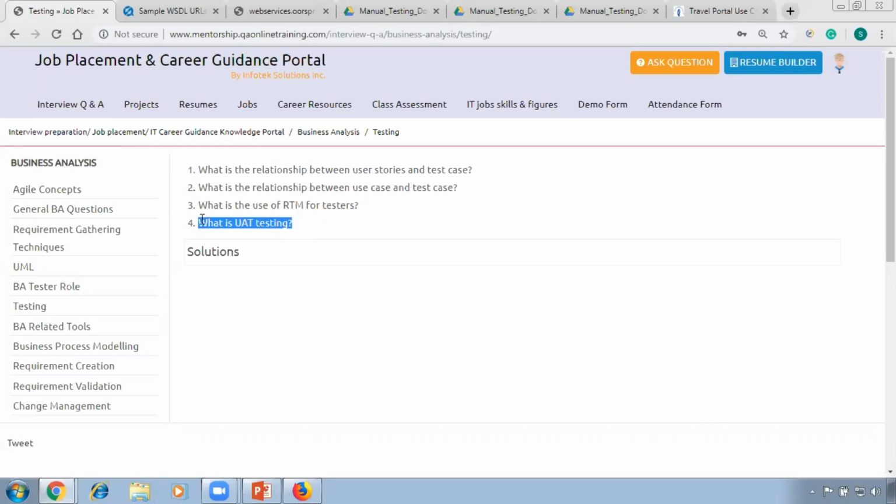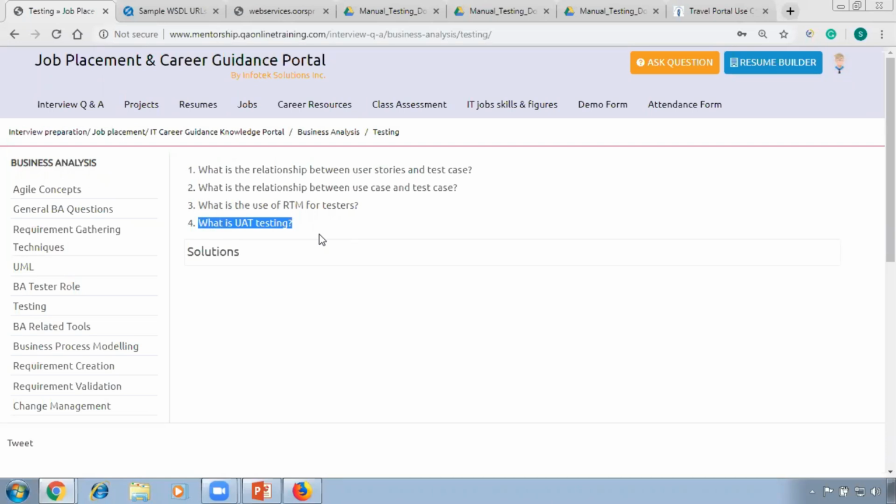The next question is, what is UAT? UAT stands for user acceptance testing. Once your product is developed, you have to test it in the real environment. This is called user acceptance testing. It is of two types: alpha testing and beta testing. Whenever you give your developed product to somebody outside your team, and he tests your product in the real-time environment, that is called alpha testing.